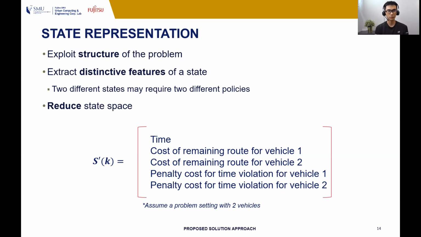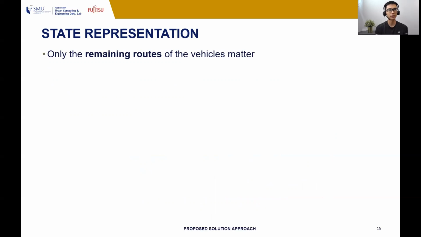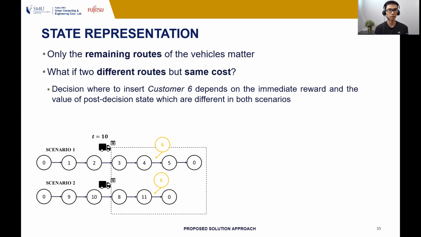I think time is quite an obvious feature that is important in affecting the rerouting decision. So I'll elaborate more on the other two features, cost of remaining routes and the penalty cost for time violation. First, the rerouting decision is impacted only by the remaining routes of the vehicles. The earlier routes that have been served will not impact the rerouting decision whenever dynamic events occur. And the next question will be, what if two different routes have the same cost?